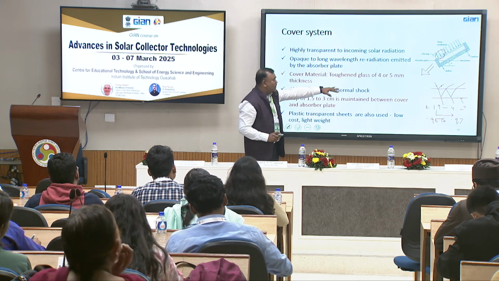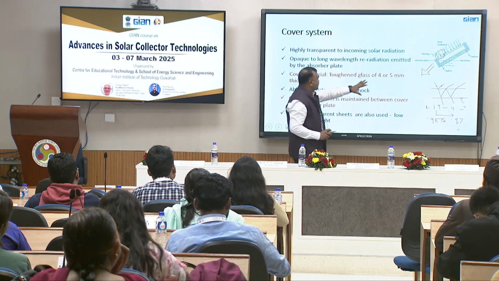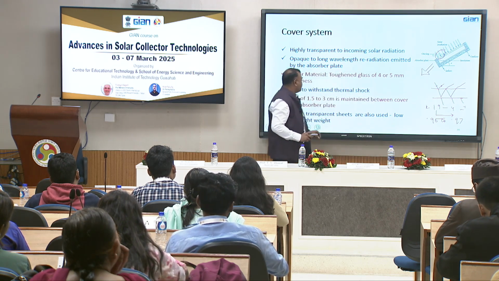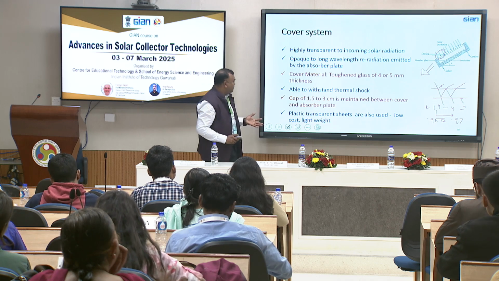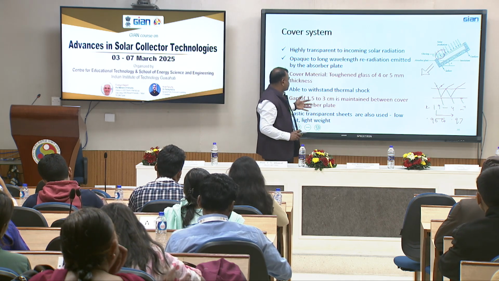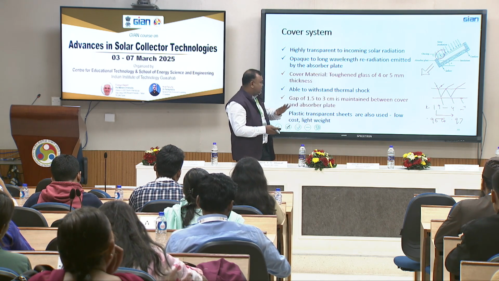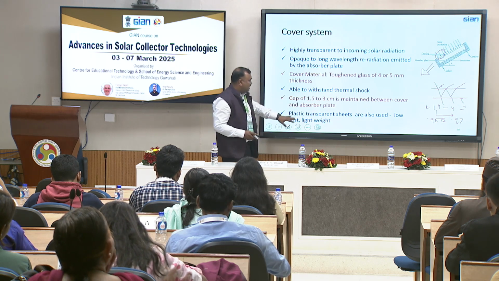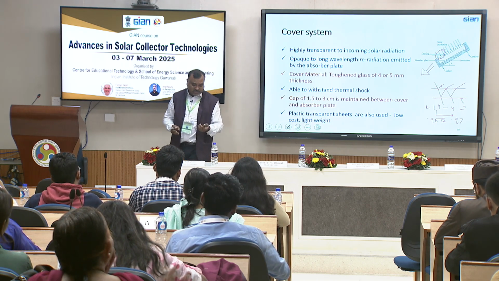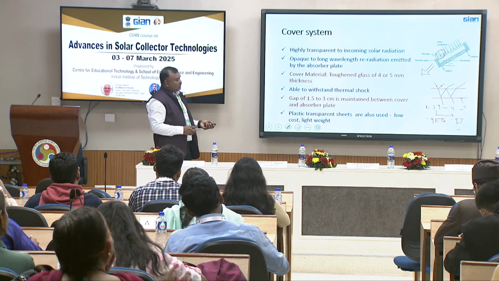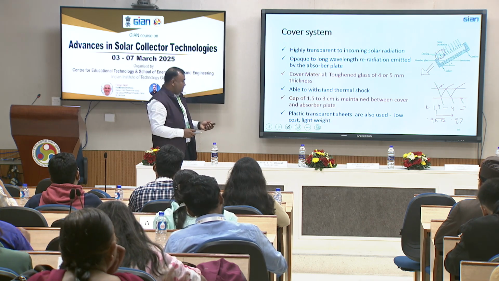And this cover is opaque to the long wave radiation, okay, and this is a toughened glass, and normally its thickness is 4 to 5 mm, so that it should be able to absorb some kind of thermal shocks, okay. And normally the gap between this cover and the absorber plate is about 1.5 to 3 centimeter, okay. And sometimes it is also seen that plastic transparent sheets are used, but its efficiency is somewhat lower, okay. And of course it originates from fossil based plants, so we don't encourage this kind of system to be there.